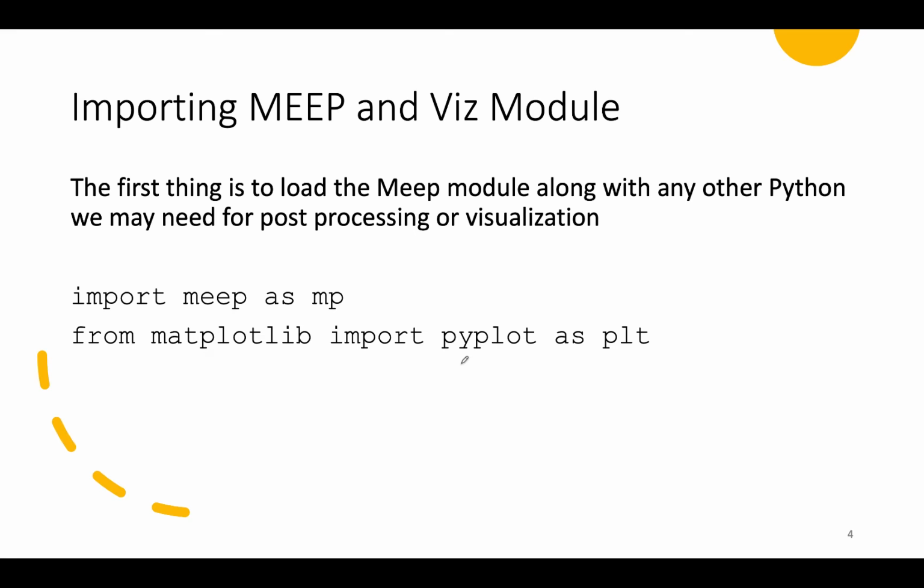Whenever we have a Python code, the first thing is to load the MEEP module so that we are going to have access to all the functions that are provided by the MEEP code. Together with the MEEP functions, we also need to load some functions that are needed for the visualization or for the post-processing. In particular, we also loaded the matplotlib library and the pyplot that will allow us to make nice plots.